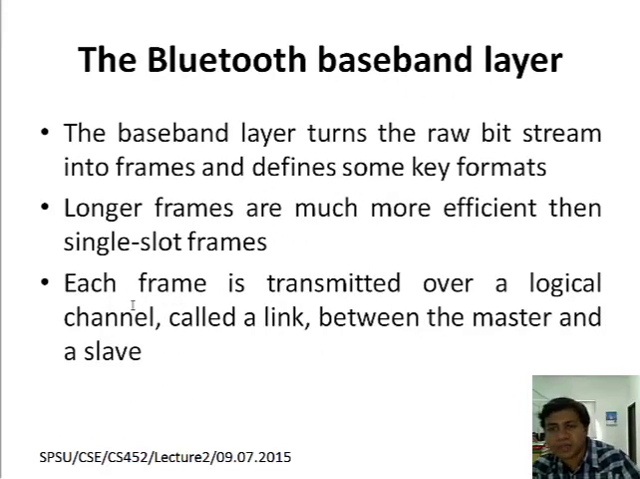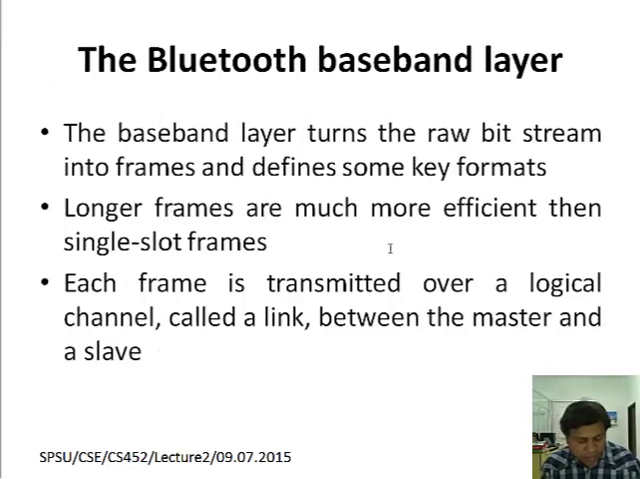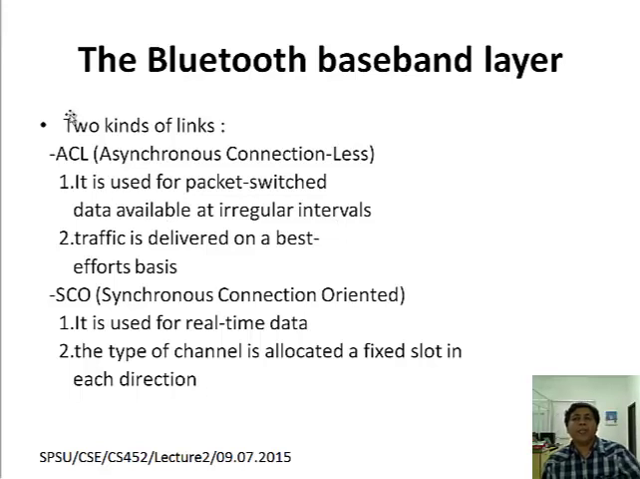Now the next layer is the baseband layer, which we have already discussed. This uses TDMA for communication, and each frame is transmitted over a logical channel called a link. There is a link manager, and this link manager decides upon two different links: one is called SCO link and one is called ACL link, which we'll discuss. Now what is this ACL link? ACL link is called asynchronous connectionless link.